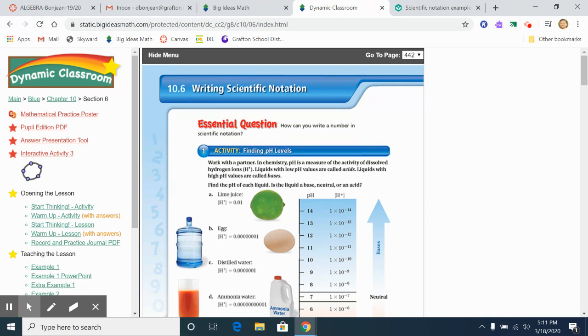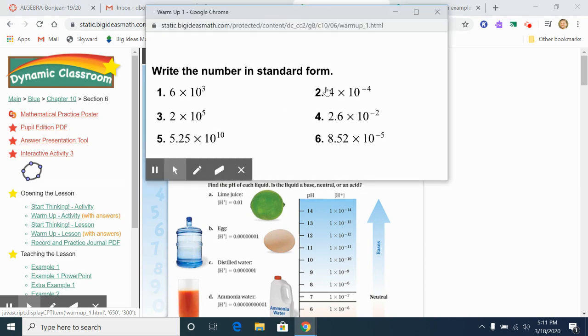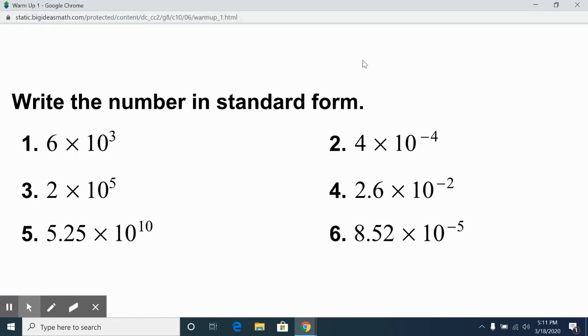So here's the deal. If you read what 10.6 is, we're going to be writing things in scientific notation today. A quick reminder and a quick warm-up of what we did yesterday: we took numbers that were in scientific notation, like these, and we wrote them in standard form, meaning we wrote out the actual number. Now today, we're going to take numbers that are in standard form and write them in scientific notation.